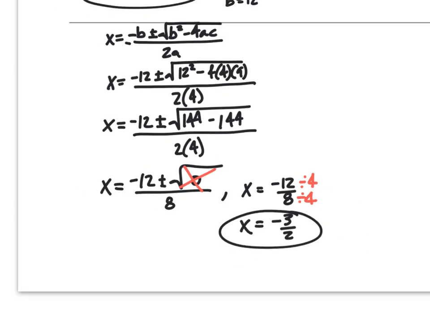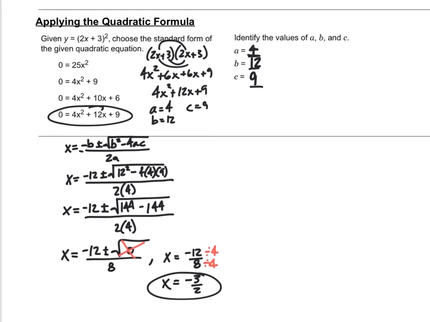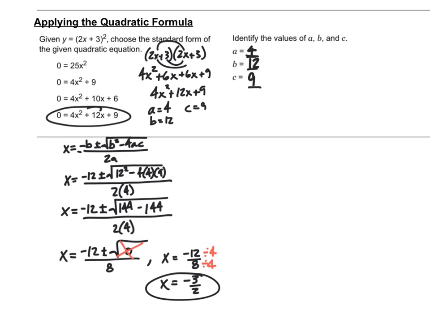So now, remember the whole point of this is to find the zeros, to find where this graph crosses the x-axis. So I'm going to plug this into my calculator or into Desmos and see if we hit the graph at just one value of negative 3 halves. Hold on a second.